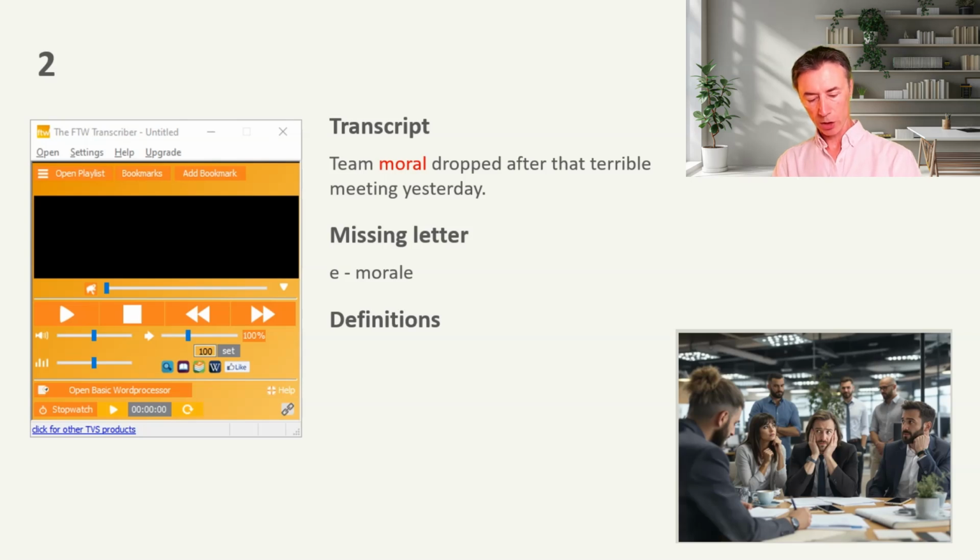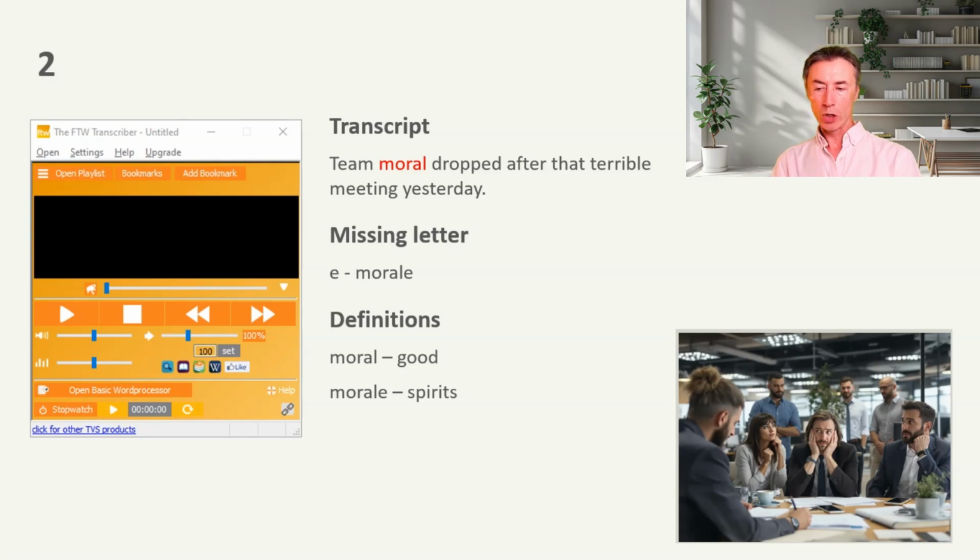What are the definitions of those two words? Moral means something like good. If you're a moral person, you're a good person. And morale means something like your spirits. If you have good morale, that means you're in high spirits. Or if you are demoralized, then you're in low spirits.